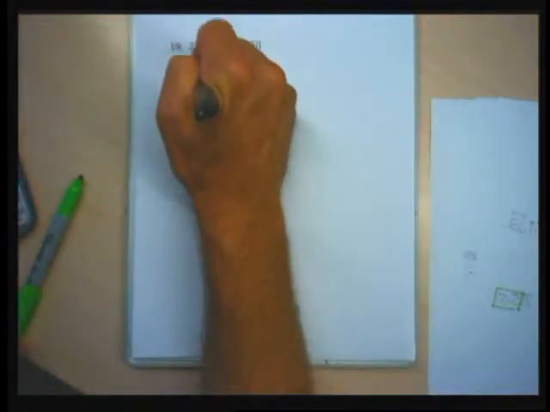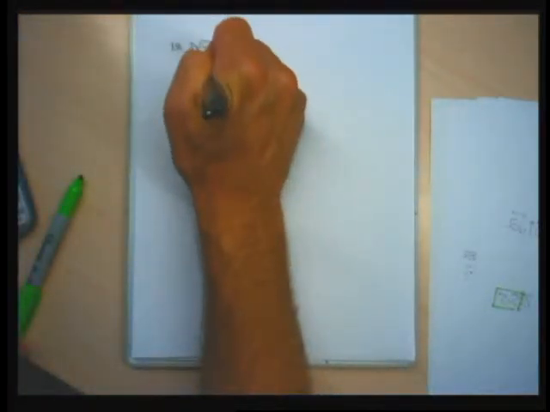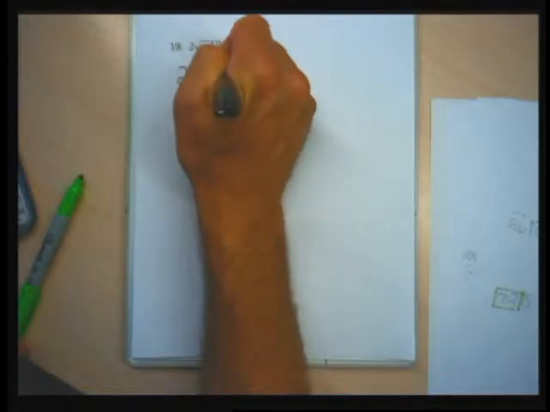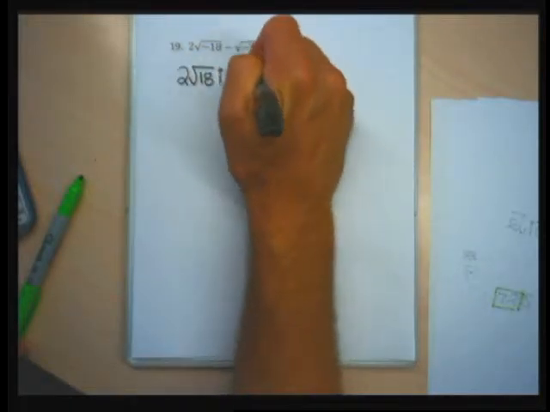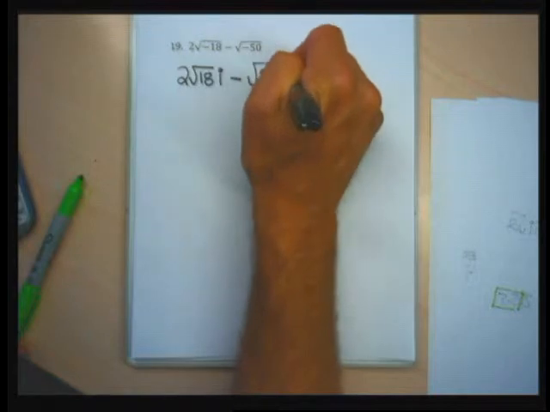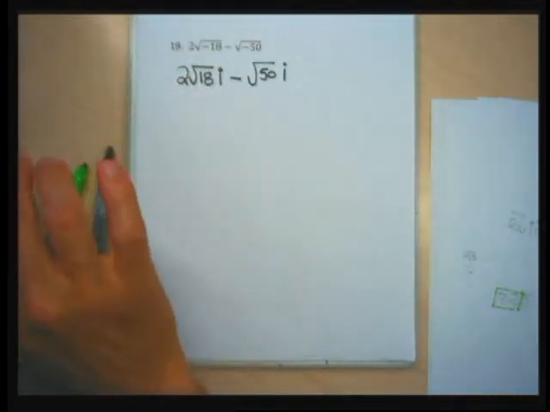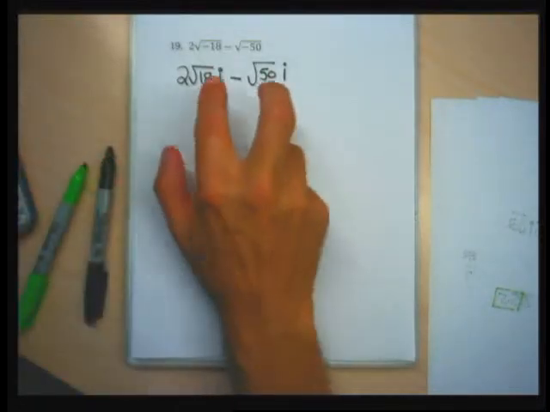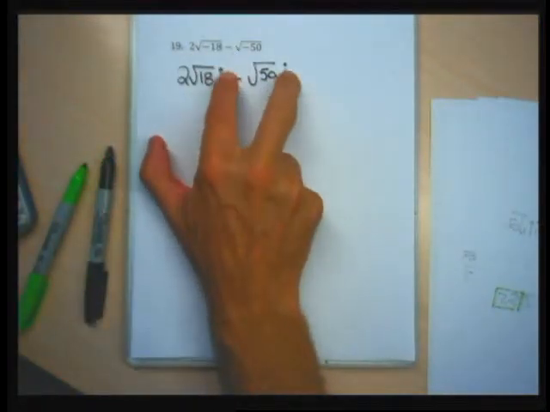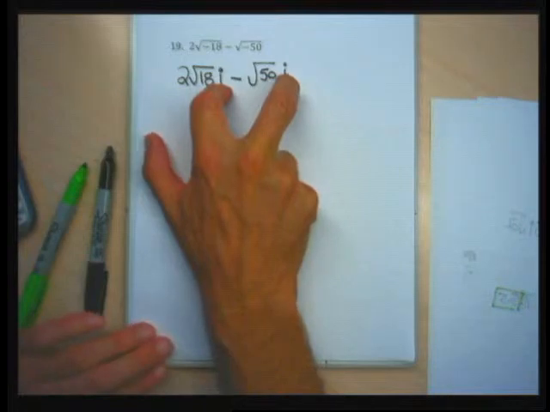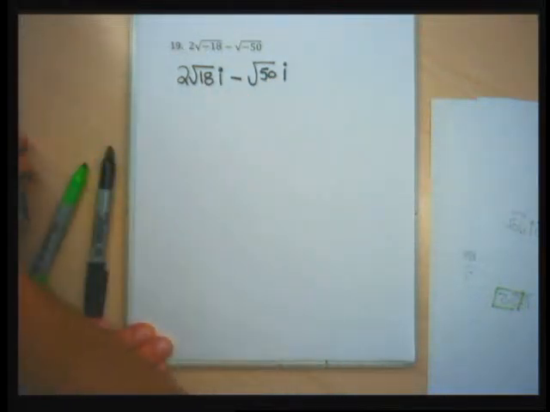So if I wanted to do 19 by hand, because this is preferred, I'm going to make each of the square roots positive. I'm going to make this 2 times the square root of 18 times i, minus the square root of 50 times i. Anytime I have a negative under a square root, that doesn't apply to cube roots, fourth roots, or fifth roots, just square roots, I can make the negative positive by making an i after or before the square root, just multiplied by the square root.